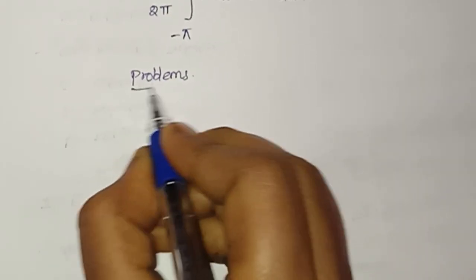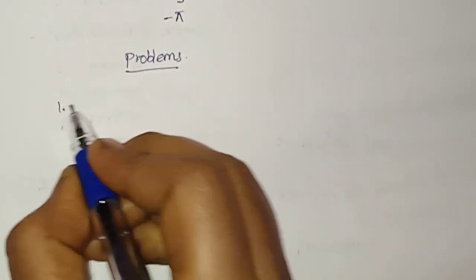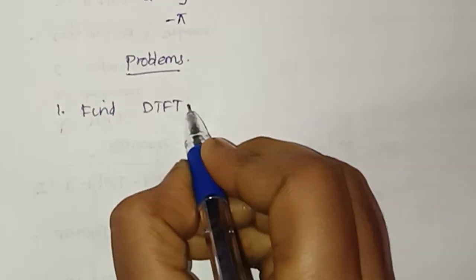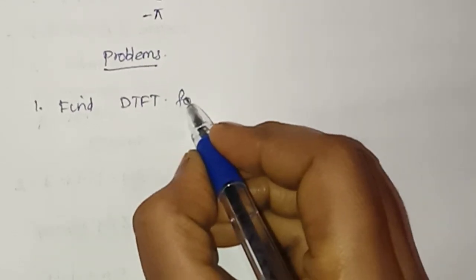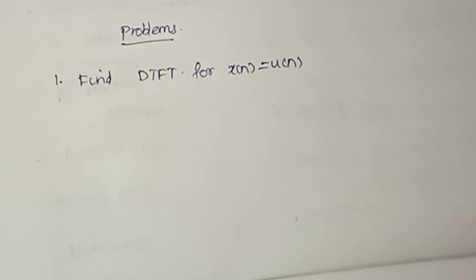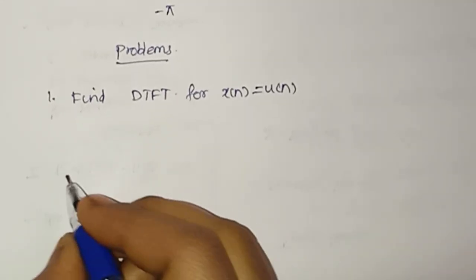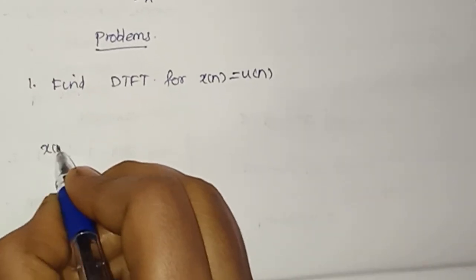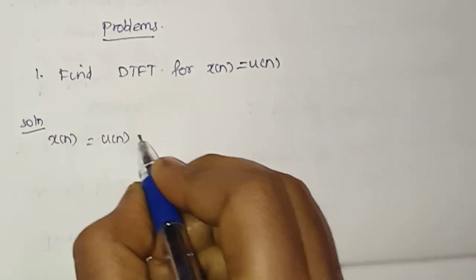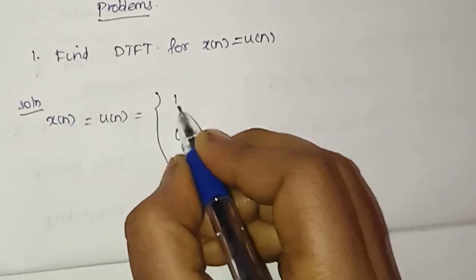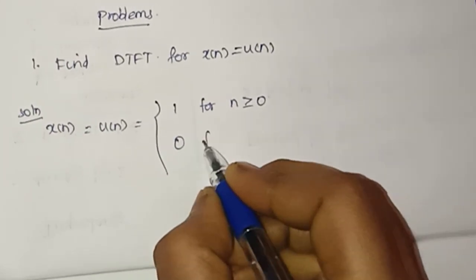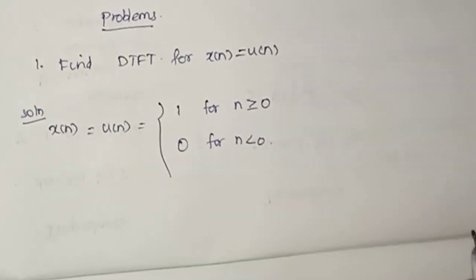Now we move to problems. The first one: find DTFT. Here one function is given, x of n is equal to u of n. We know x of n equals u of n, and the value will be 1 and 0: 1 for n greater than or equal to 0 and 0 for n less than 0.